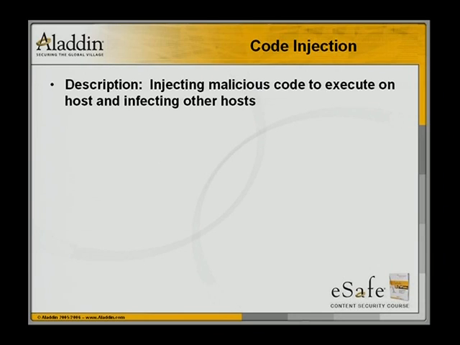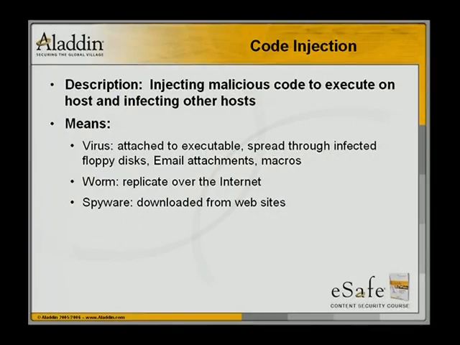Basically, what we're doing here is injecting malicious code to execute on a host and infect other hosts. To make a long story short, the most frequent example of code injection is a virus. A virus is attached to an executable file and is spread through infected floppy disks, email attachments, and macros. We also have a worm, which replicates over the internet. A worm is like a virus, but very different in that it propagates using the network, the internet. Another type of code injection is spyware, which is downloaded from malicious websites, not regular websites.